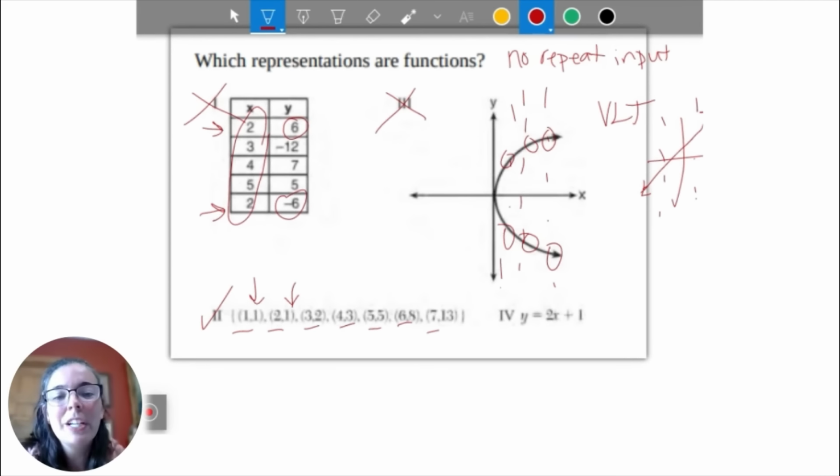Okay, and lastly, if we have an equation, y equals 2x plus 1, this would be a function because any x value you plug in will give you a new y value. So our 2 functions are option 2 and option 4.